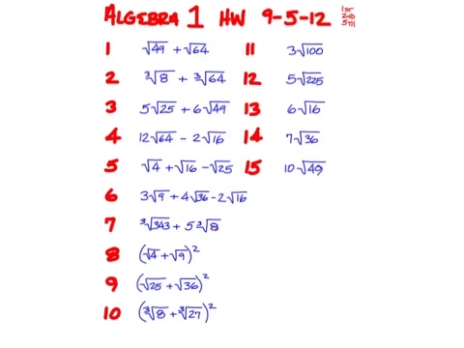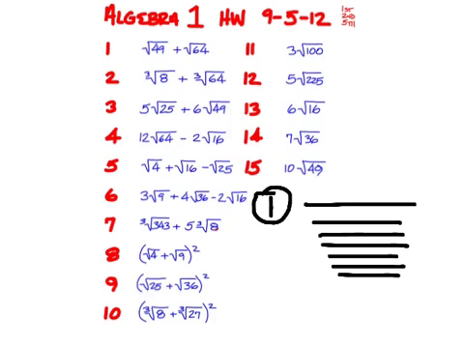Also, remember, to get credit for your homework, you must write the problem number. Write the problem. Show all necessary steps to get the answer, which you will box. There are no exceptions. No work, no points.